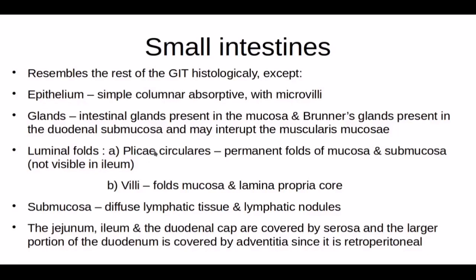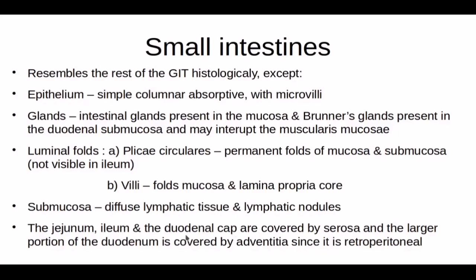We also have luminal folds in the small intestines, which we refer to as the plicae circulares. Alright, we'll see this later. We also have villi, which are folds of the mucosa with a lamina propria core. In the submucosa, we find the fused lymphatic tissue and lymphatic nodules, and we also find lymphatic nodule aggregates in the region of the ileum.